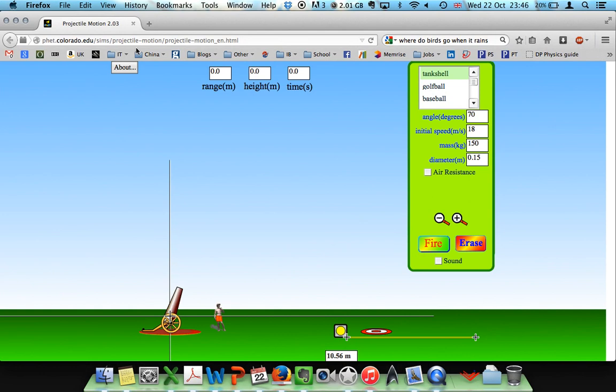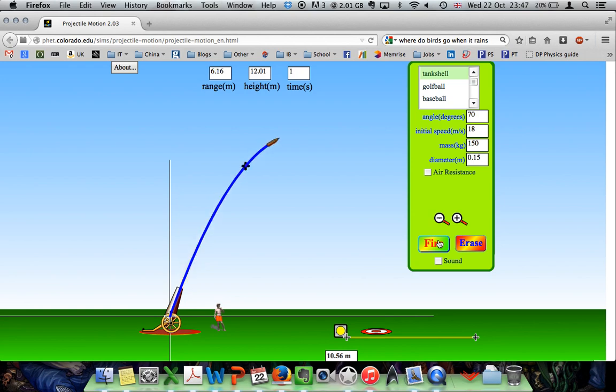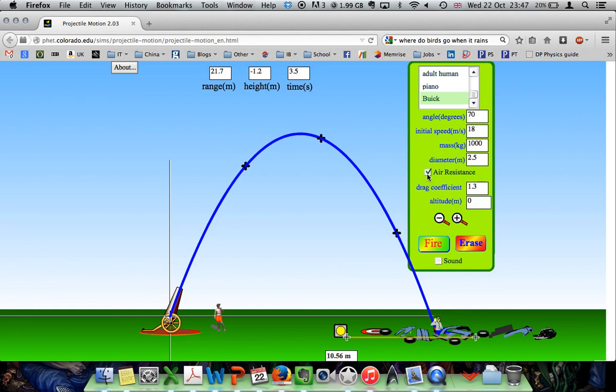There is a Colorado simulation of this, which is really good. If we turn off air resistance, then it doesn't matter if we're firing a tank shell, or if we're firing a bowling ball, or if we're firing a person. Go human cannonball, and bang. Or if we're firing a Buick. They all follow the same path. But once we introduce air resistance to the equation, then it does have a varying effect.